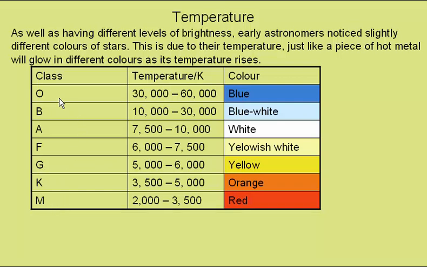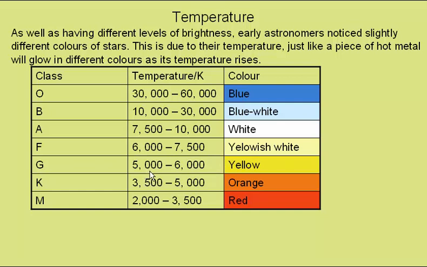The classifications going down here represent a drop in temperature. So an O star could be between 30,000 and 60,000 Kelvin, for instance. This would give it a blue colour. A B star would be a lower temperature and would be a bluey white. An A star from 7,500 to 10,000 Kelvin and a white colour. An F star has this temperature range and would be a yellowish white.